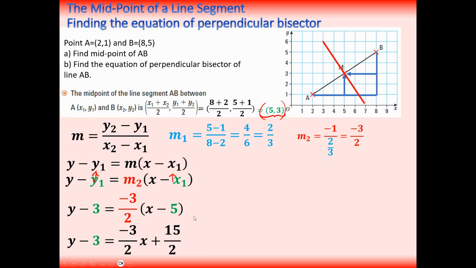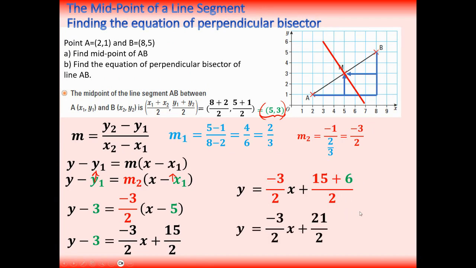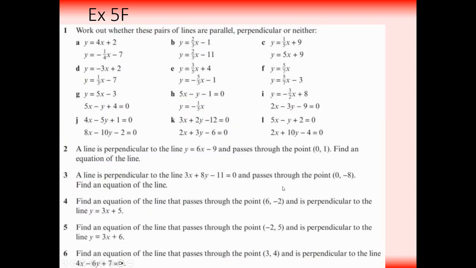Alright, so multiplying out the bracket, minus 3 over 2 times minus 5 gives you plus 15 over 2, and then add 3 to both sides. I'm writing 3 as 6 over 2, and it simplifies to this equation down here. Alright, pause the video, make notes of this, because you're going to have to do this quite a lot in the exercise. Alright, so good luck, have a go at this exercise.